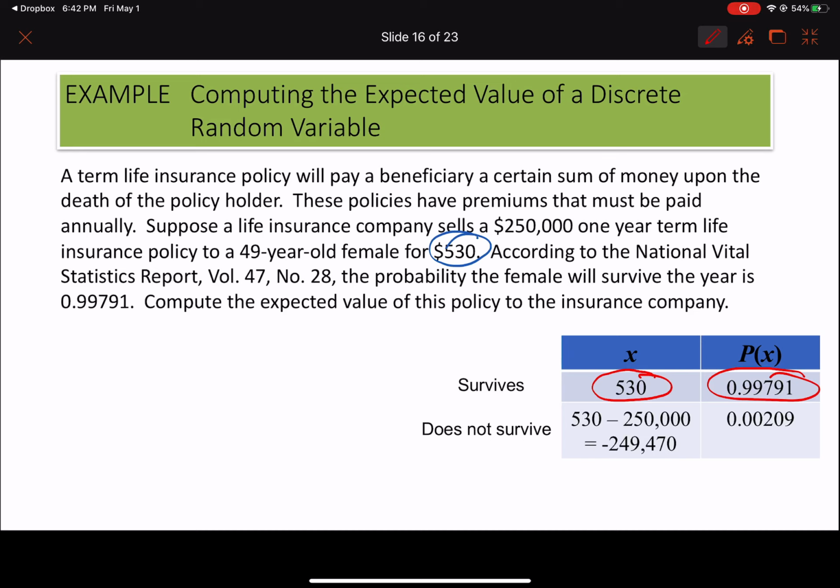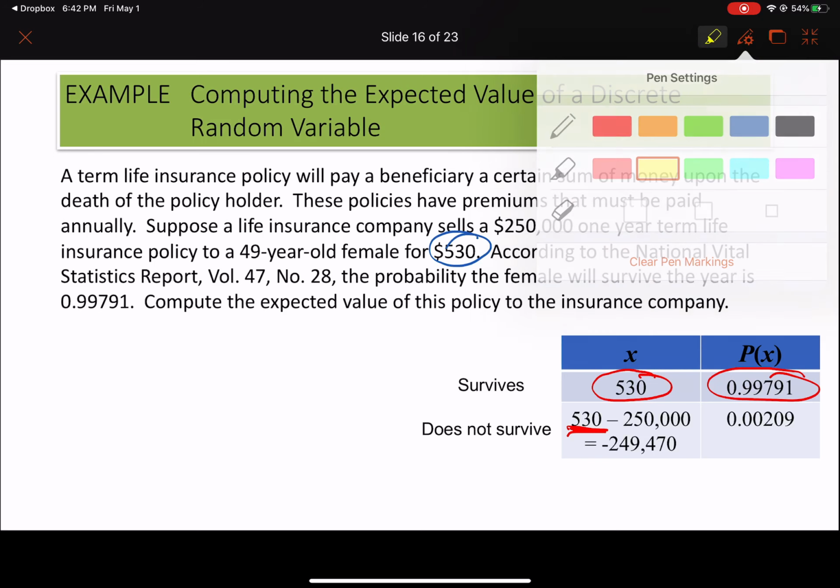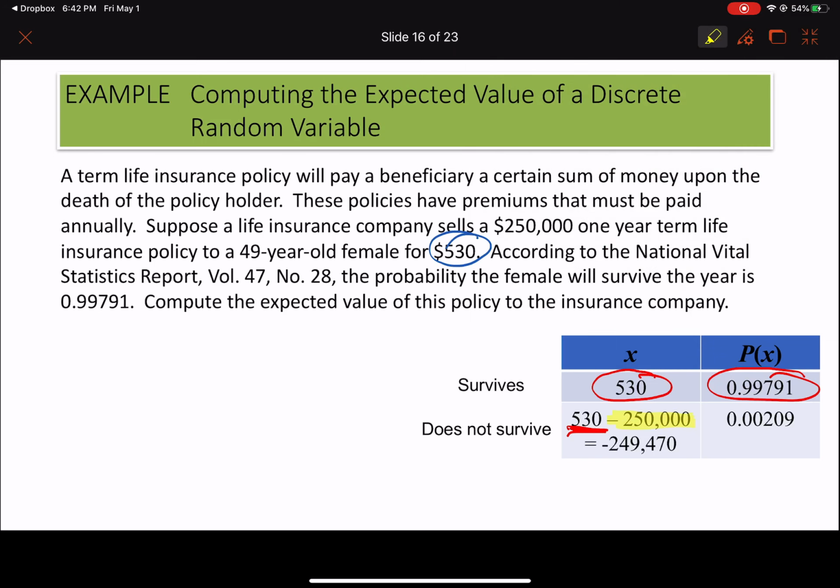So what if she doesn't survive? If she doesn't survive, she still paid in that $530, but then they had to pay out that $250,000, so the net is negative $249,470. That is the net on that policy. They lost $249,470 on that woman. But there's only a 0.00209 probability that she will die that year.